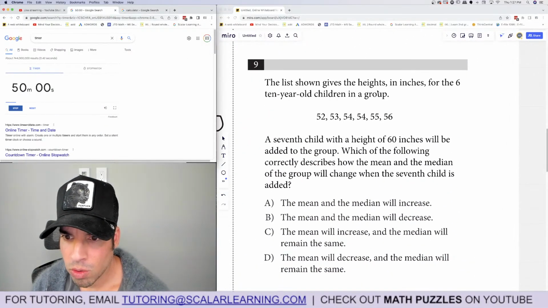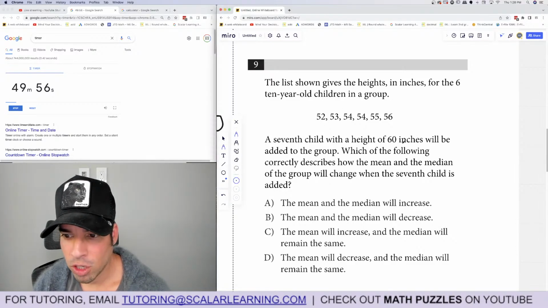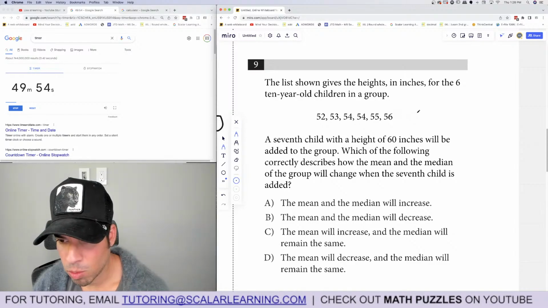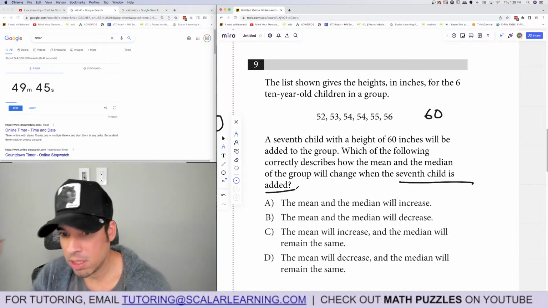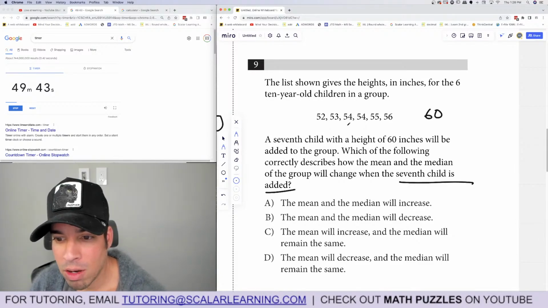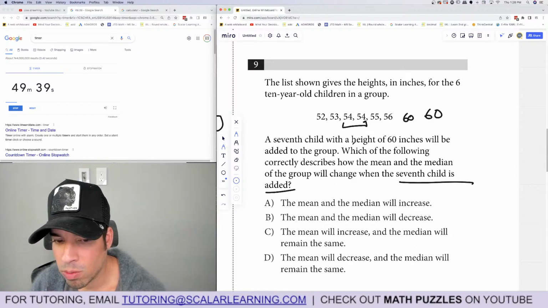The list shown gives the heights in inches for the 6 10-year-old children in a group. A 7th child with a height of 60, and it is from least to greatest, will be added to the group. Which of the following correctly describes how the mean and median of the group will change when the 7th child is added? So obviously the mean will go up. Right now, the median is 54. When you add a 7th value, right?